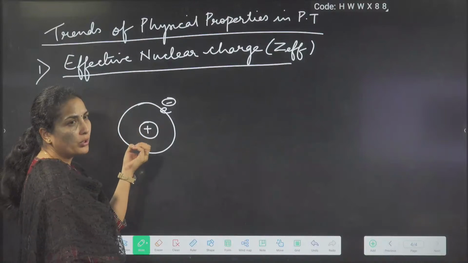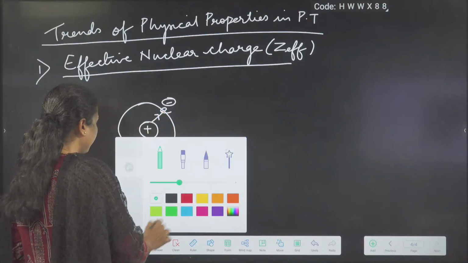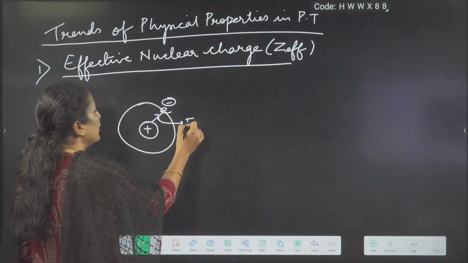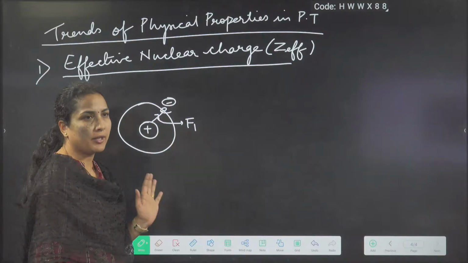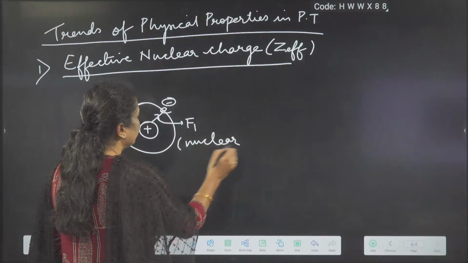Now the thing is, you have this atom, and I'm not showing any other inner shell. I'm simply saying that only one shell is there and there is an electron there. Now this nucleus is going to attract this electron or not? It is going to attract it. Let us say the force of attraction here, I am representing it by F1, right? So this is the nuclear force of attraction.